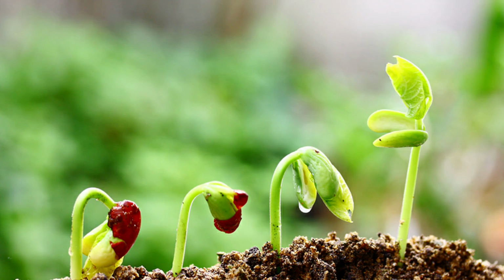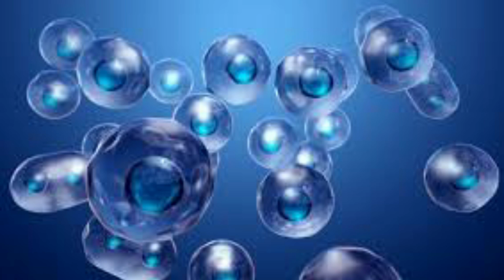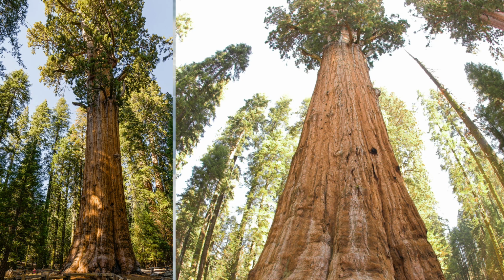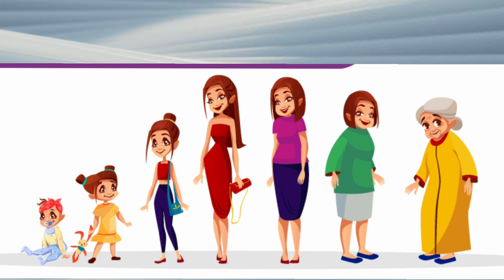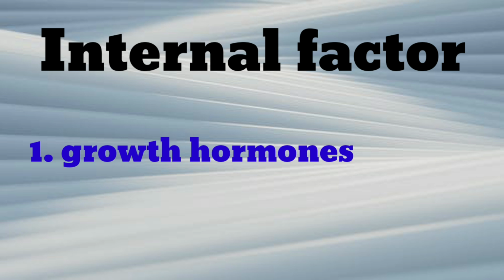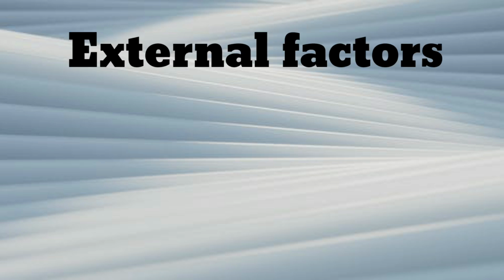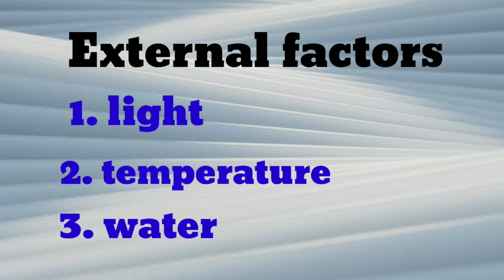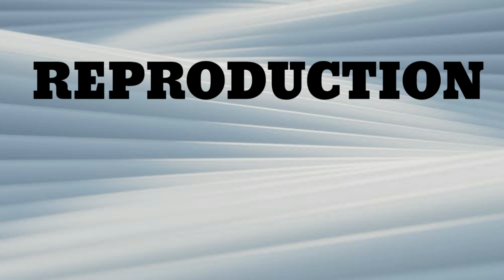The next one is growth. Growth is the increasing size and complexity of living things. This occurs through the multiplication of cells and an increase in the intercellular substances. Plants exhibit the ability to grow throughout their lifetime, but we humans, after attaining maturity, gradually break down before growth completely ceases. The factors affecting growth are internal factors, which include growth hormones, and external factors, which include light, temperature, and water.